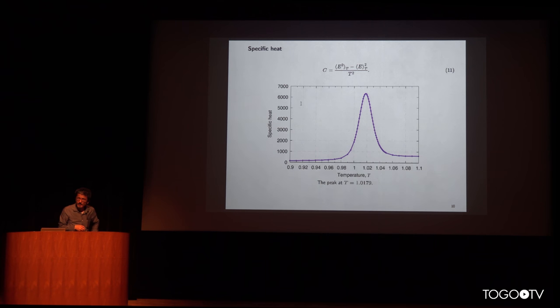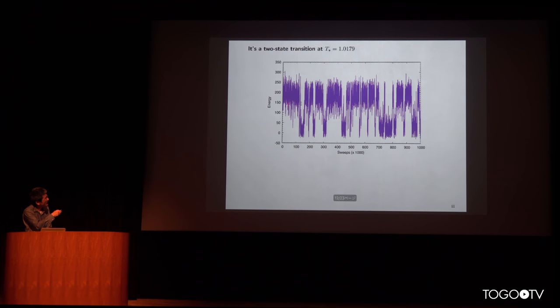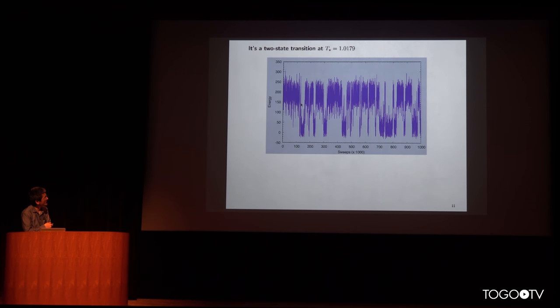So in order to confirm the existence of the transition, I first calculated the specific heat, which is the variance of the energy. If you vary the temperature like this and calculate this specific heat, you will find this peak. So this means there is some transition at this point, where the temperature is 1.0179. At this point, if you run the simulation, you will find this nice two-state transition between the high energy state and the low energy state, and very few sequences in between. So this confirms the existence of the transition in the sequence space.